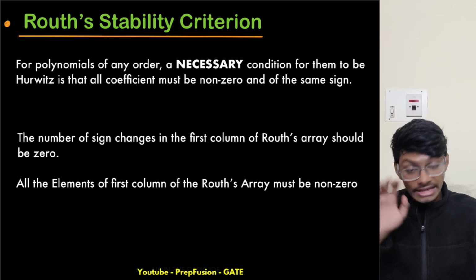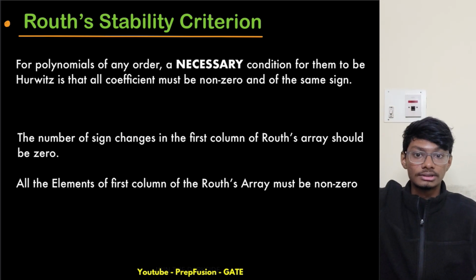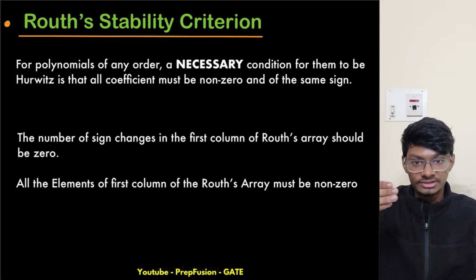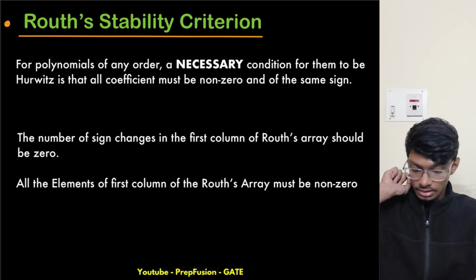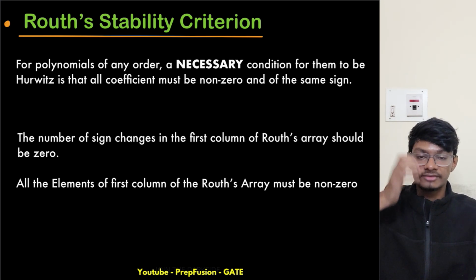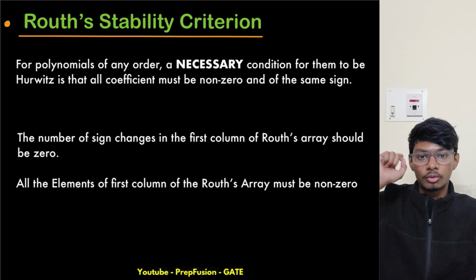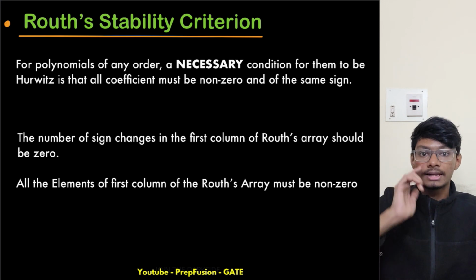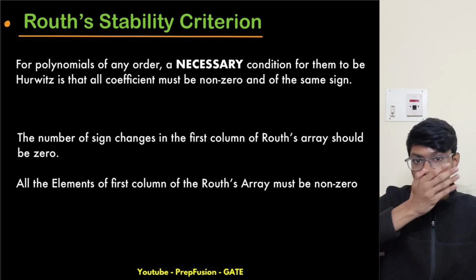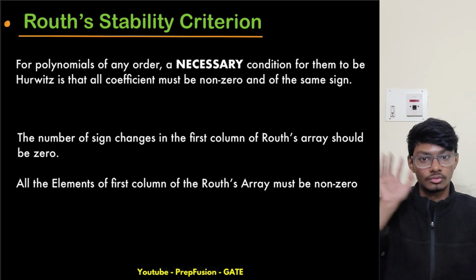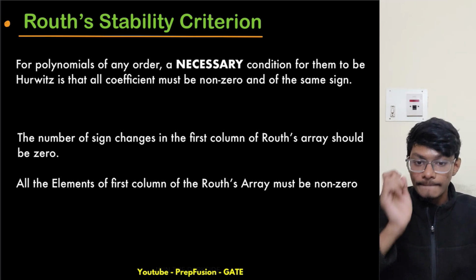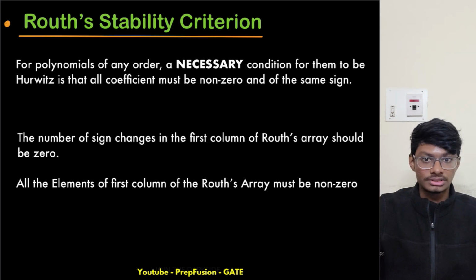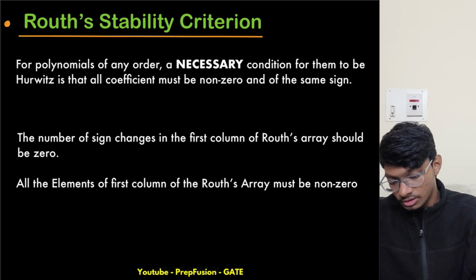This is the necessary condition. So at least for a polynomial of any order, this condition has to be satisfied. If this condition isn't satisfied in the first place, then I can blatantly say that my polynomial is not Hurwitz. If it is the polynomial of a characteristic equation, I can blatantly say that my poles lie on the right hand side, and I can say this system is not stable. Okay, so by just seeing the coefficients of my polynomial, I can directly say that the system is not stable because it is not satisfying the necessary condition.